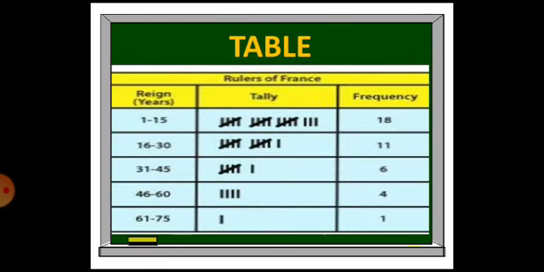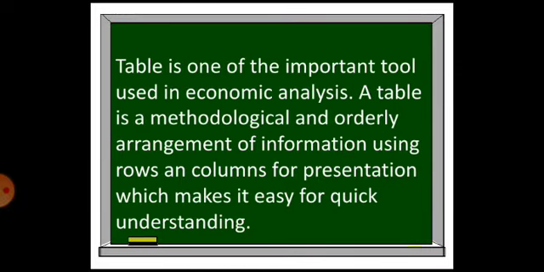Now, let's quickly have a look at the table. What is a table? A table is one of the important tools used in economics analysis. A table is a methodological and orderly arrangement of information using rows and columns for presenting, which makes it easy for quick understanding. Like I told you in pictogram the other time, all these tools are used to represent information so that you can easily access it at a glance.